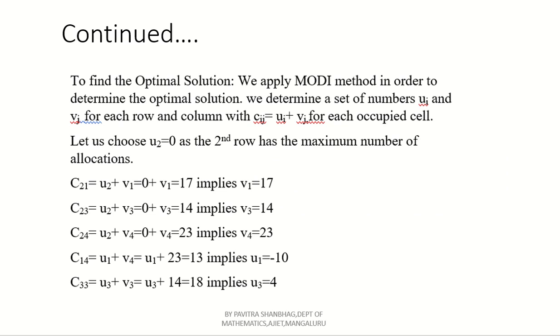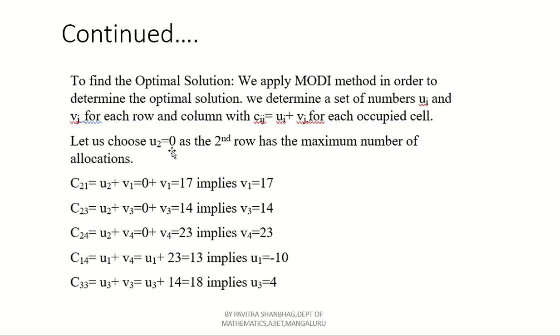Again this is the revision concept because we have to move further for the optimal solution by MODI method or modified distribution method, right? Now to find the optimal solution we apply MODI method. For this what we have to consider? We determine a set of numbers ui and vj for each row and column with Cij equal to ui plus vj for each occupied cell.